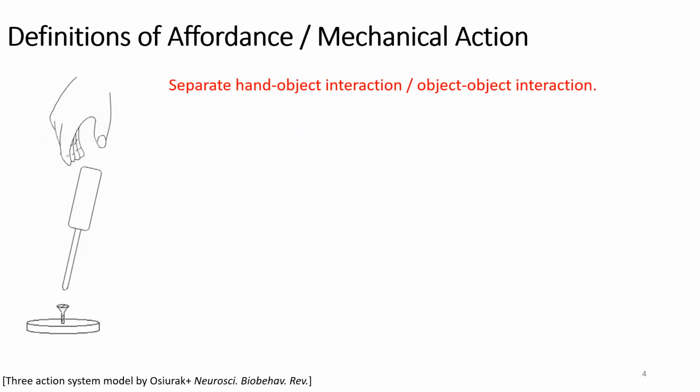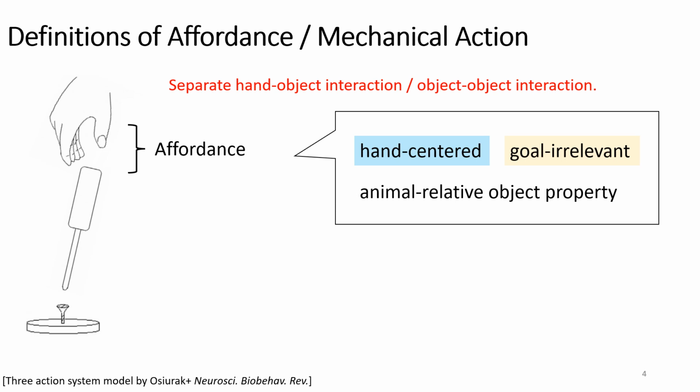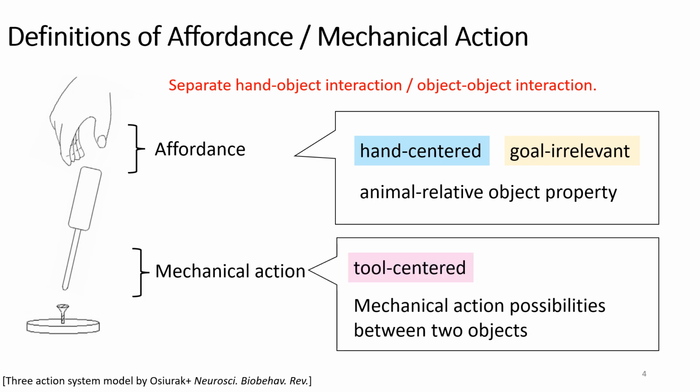To address these problems, we need to distinguish affordance from other concepts. We follow definitions in the three-action system model to separate hand-object interaction and object-object interaction. They define affordance as a hand-centered, goal-irrelevant, animal-relative object property. This definition limits affordance to the hand-object interface. They also define mechanical actions as tool-centered mechanical action possibilities between objects. This fills in the gap of action possibilities in object-object interaction. These definitions clearly distinguish affordance from other concepts.